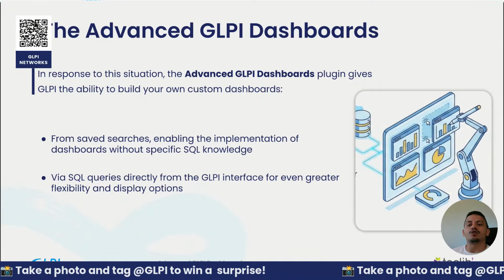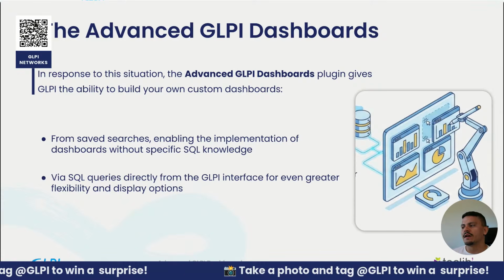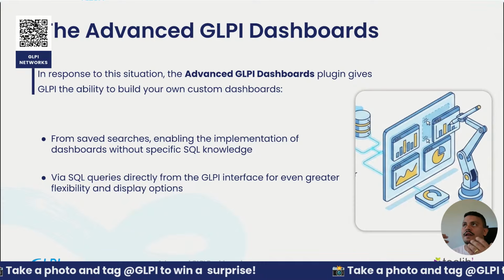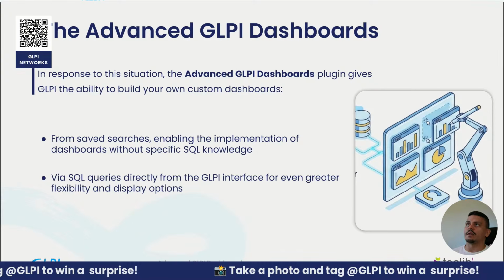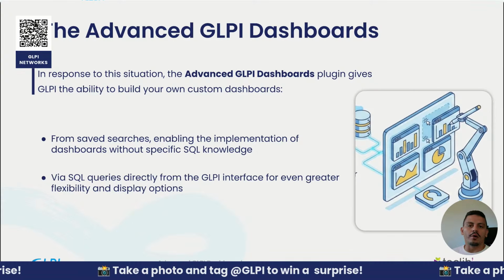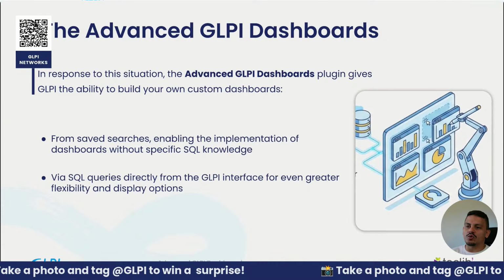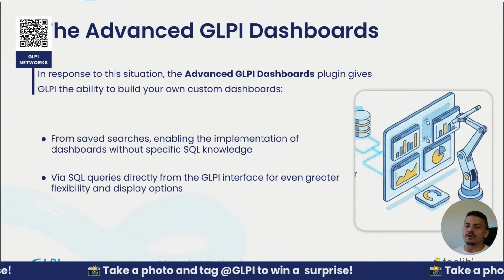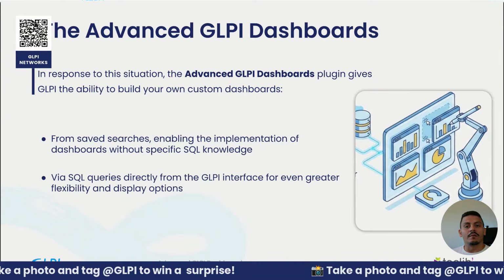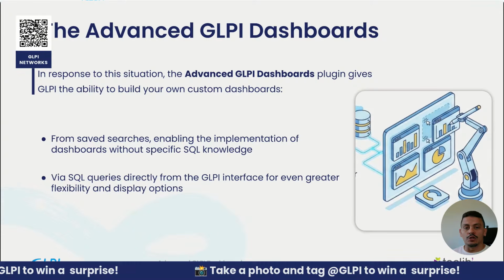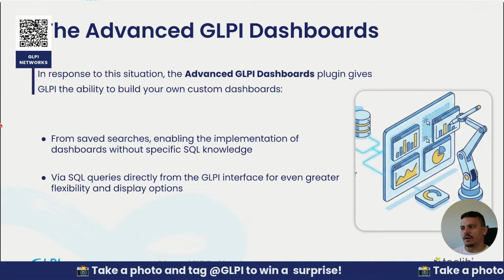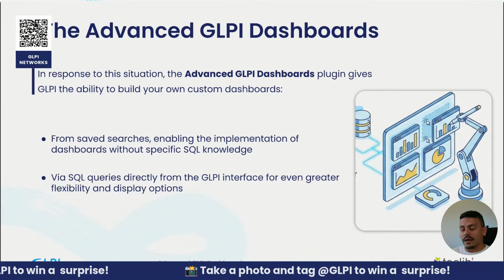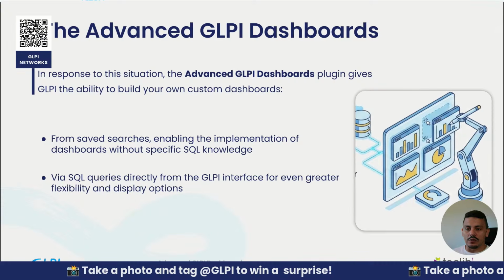plugin that can create some new cards from the saved searches that you created before. So you created a saved search to understand how many computers are with no warranty, for example, and you want to see the number of computers with no warranty, or you want to see the list of these computers on your dashboard. You can do it using Advanced GLPI Dashboards, and also using SQL queries. So you can create SQL queries if you understand a bit about SQL.